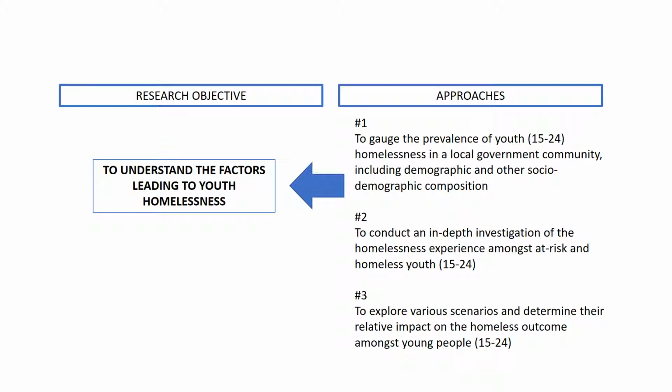Now you'll see that number 1 is obviously calling for a quantitative research approach because it's measuring things, and number 2 is investigating. So it's more of a qualitative research approach for approach number 2. And number 3, which would potentially also be qualitative, but it could be a mixture of qualitative and quantitative research, is to explore the various scenarios that we've come up with and to determine their relative impact on the homeless outcome amongst young people. These are just thought starters to let you know how we go about dealing with a research objective and finding the best approach to address that objective.